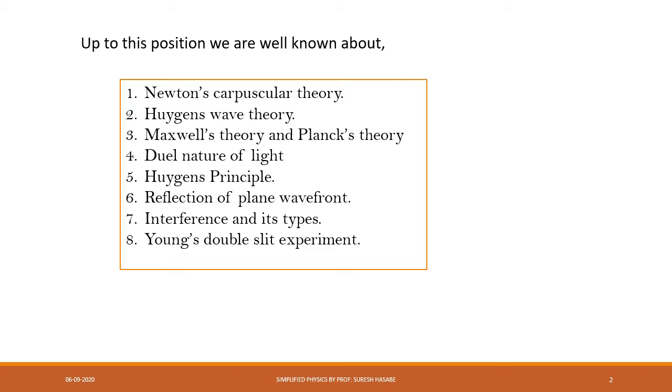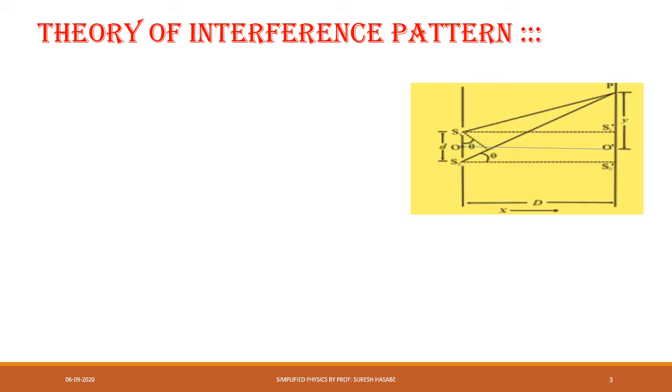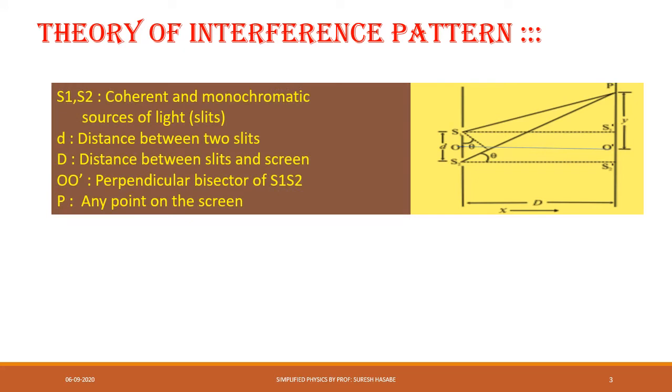Now today we have to study the theory of interference pattern. Now look at the diagram. Which are the terms in this diagram? Look at this, that is S1 and S2. These are nothing but the coherent and monochromatic sources of light. This is S1 and S2.